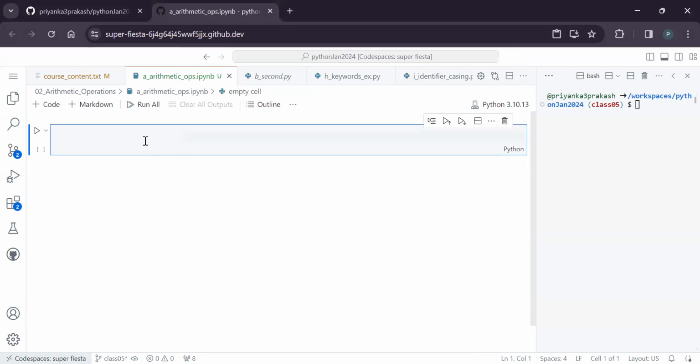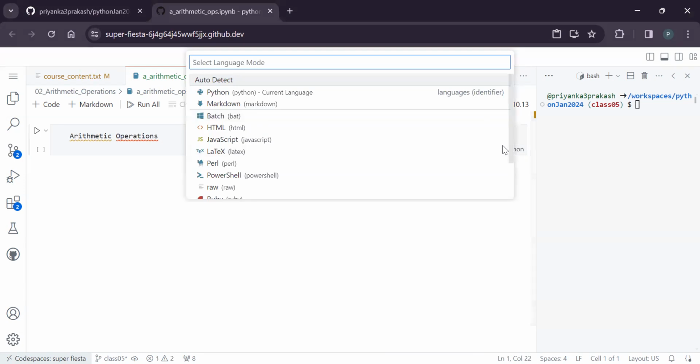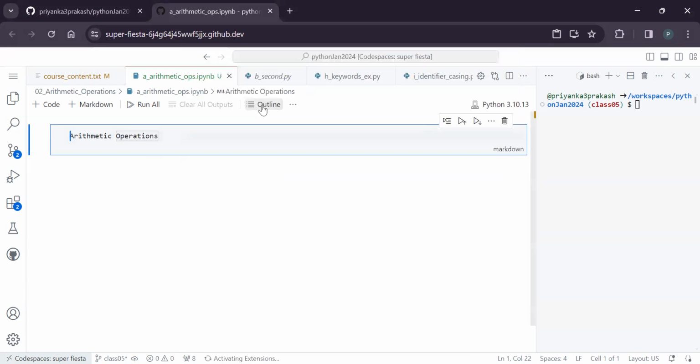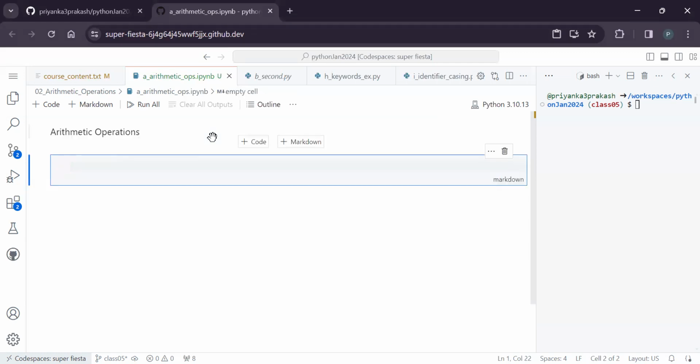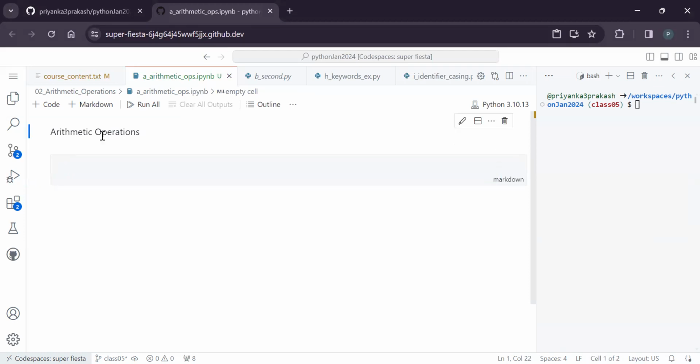So first, I want to say arithmetic operations. By default, if you open, it is a Python cell. If I want to change to Markdown, I can specify like this. Then any cell, if you want to run, it is Shift Enter. If I do Shift Enter, it comes like this.